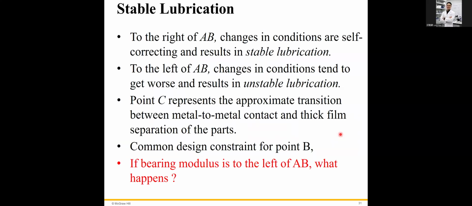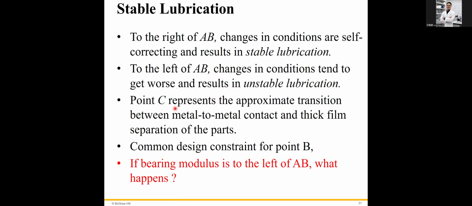Okay, so this is what I already talked about previously. To the right of the AB, changes in conditions are self-correcting, resulting in stable lubrication. To the left of the AB, changes in conditions tend to get worse and result in unstable lubrication.